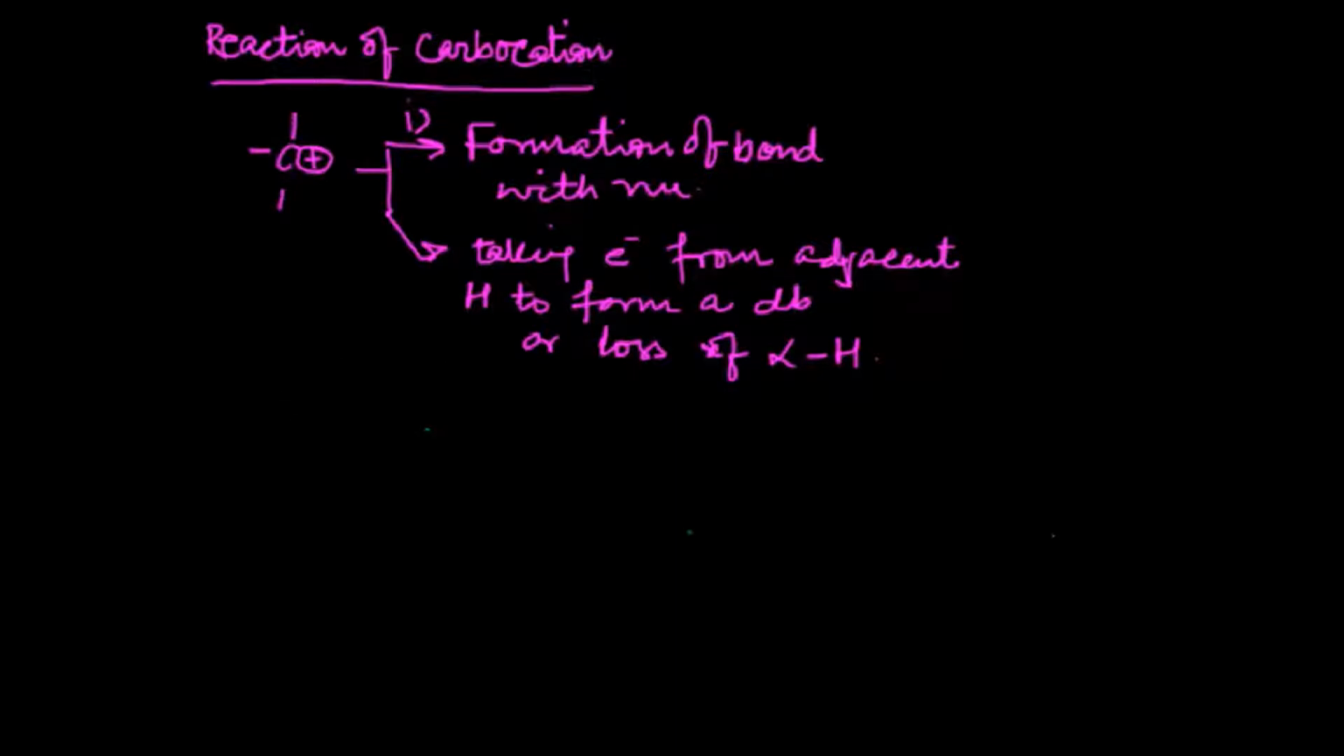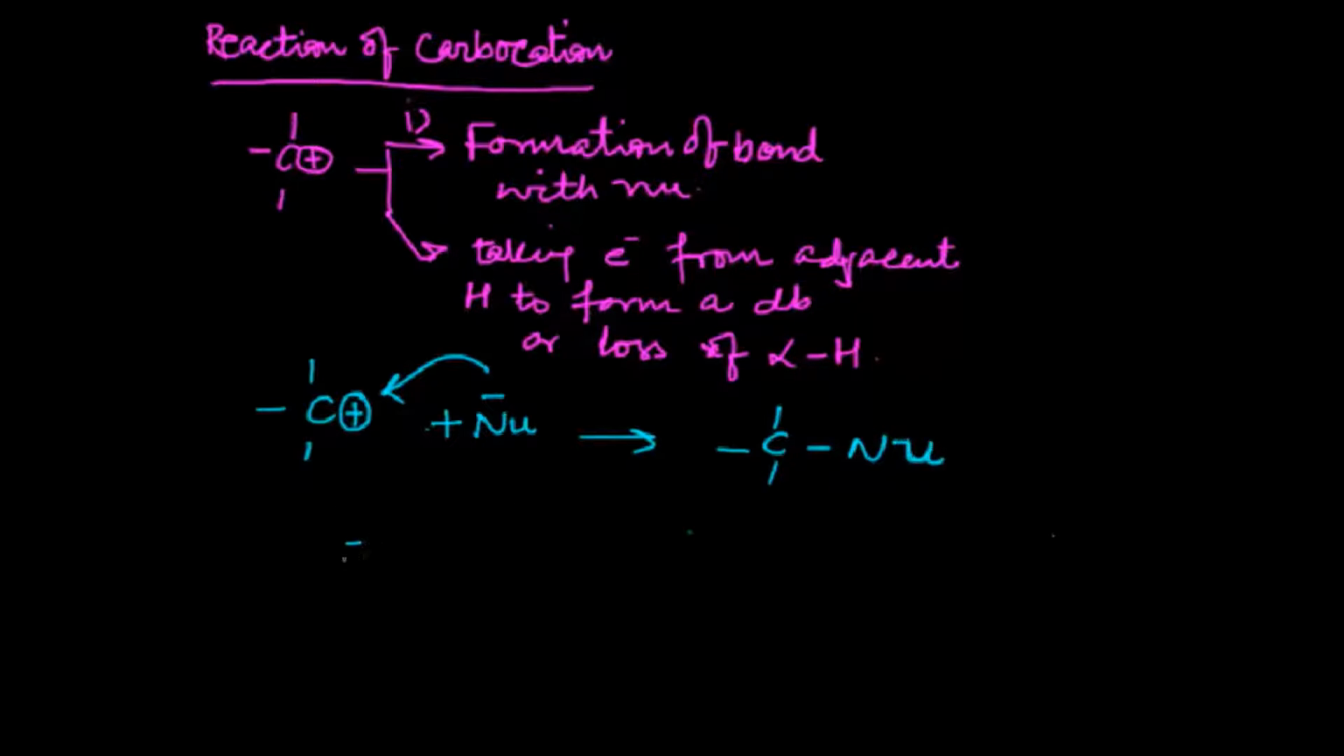So let us have a look at how this is happening. For example, if I take this C positive and we have a nucleophile, say Nu minus, it donates a pair of electrons to form a covalent bond, and thus we get the product C-Nu.